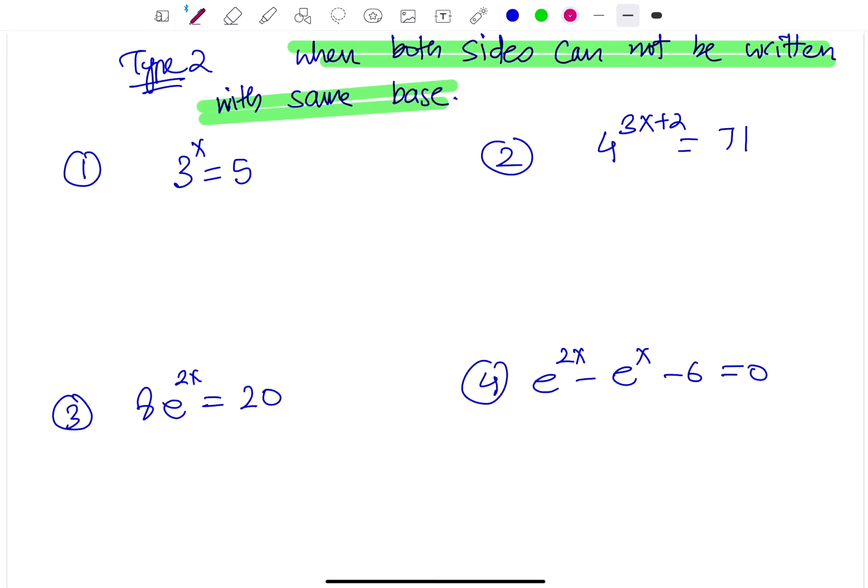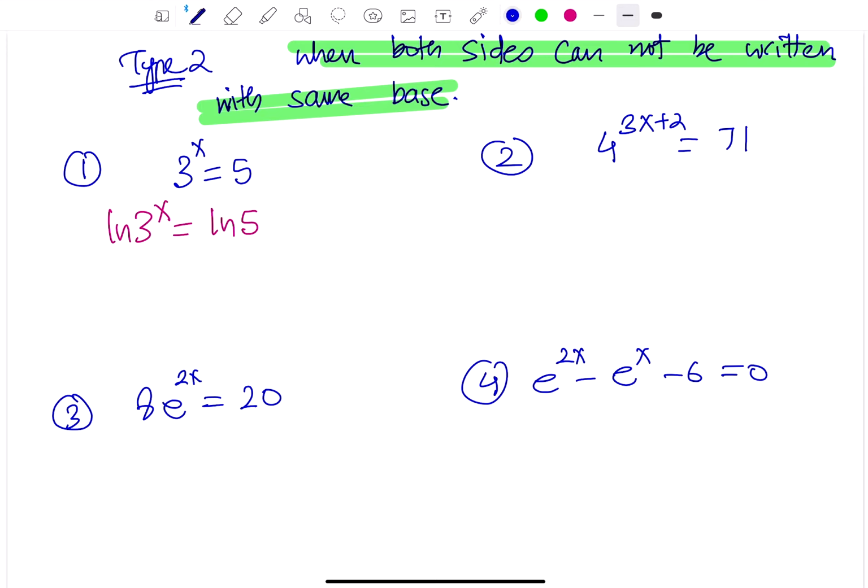We cannot write 5 as 3 to some power. So we're going to go ahead and take natural log on both sides. And we will always leave our answer in the exact form. But if we want a decimal form, we can use a calculator when solving exponential equations.